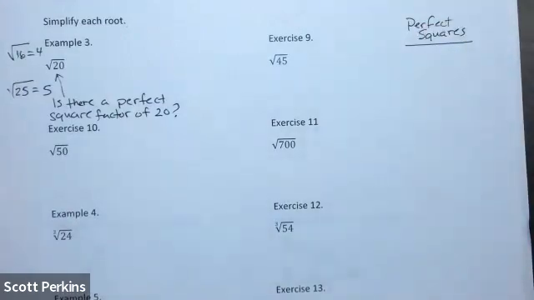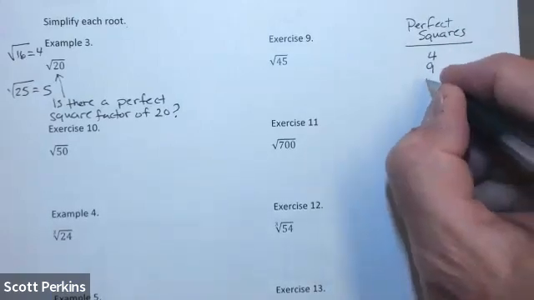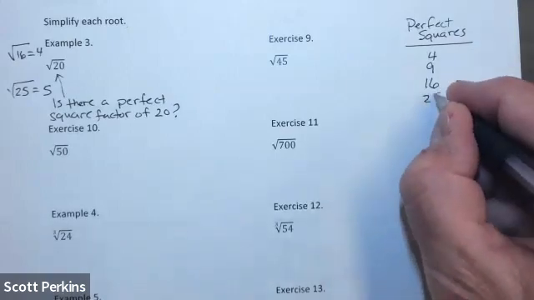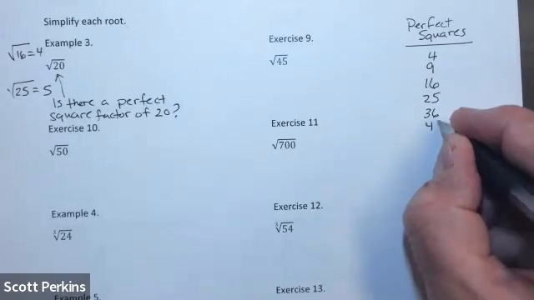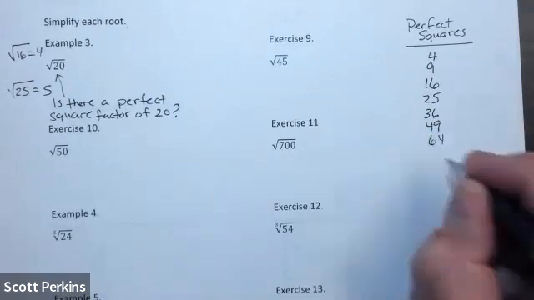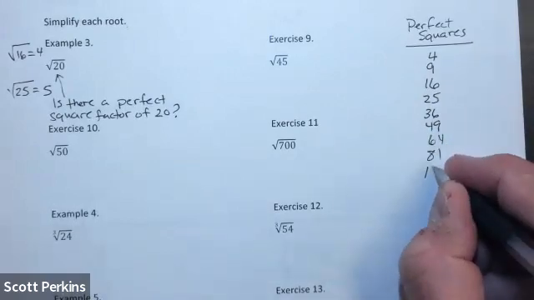The perfect squares, what I mean by this is just the following numbers. 2 times 2, that's 4. 4 is a perfect square. It's the same number times itself. 3 times 3, that's 9. 9 is a perfect square. 4 times 4 is 16. 5 times 5 is 25. 6 times 6 is 36. 7 times 7, 49. 8 times 8, 64. 9 times 9 is 81. 10 times 10 is 100.